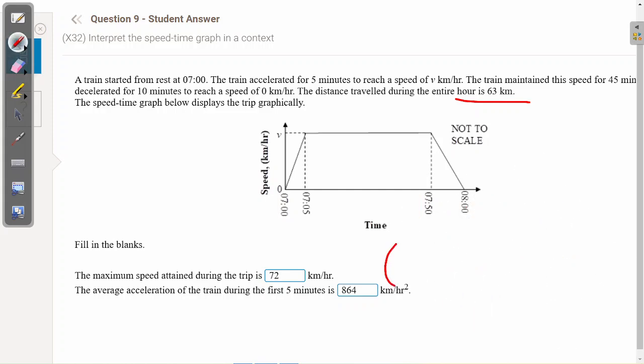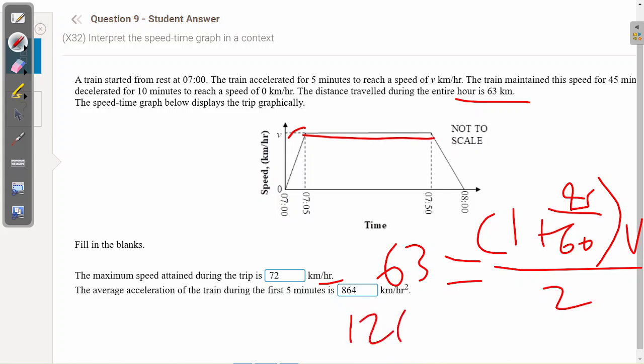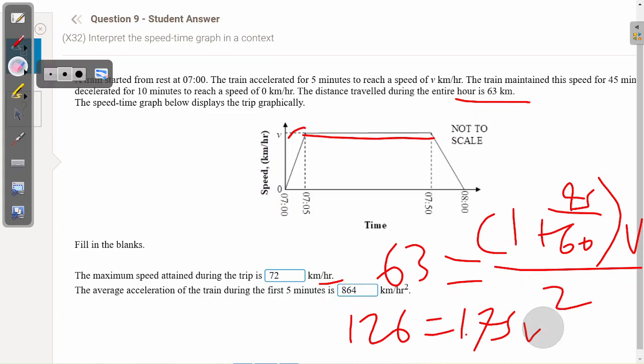So 63 equals 1 over 2 times the big base. What's the big base? 7 to 8 is 1 hour. Again, they want it in kilometers per hour. So 1 hour plus the small base, 7:05 to 7:50, will be 45 minutes, so 45 over 60 in hours, times the height, which is v, which we want to find, over 2. You'll get 126 equals 1.75 v. Divide 126 by 1.75, you'll get 72.